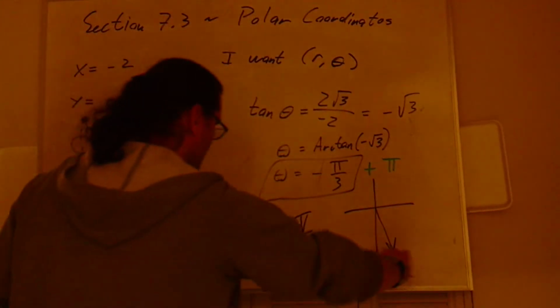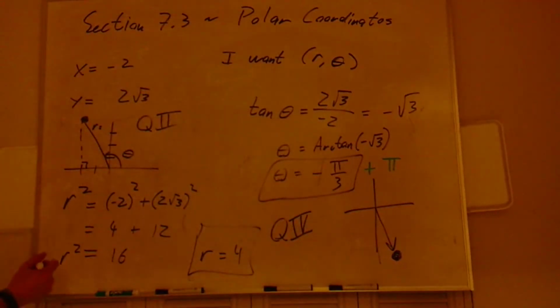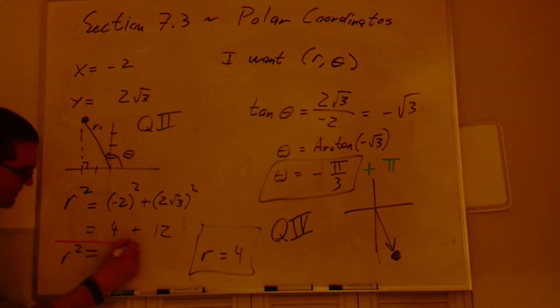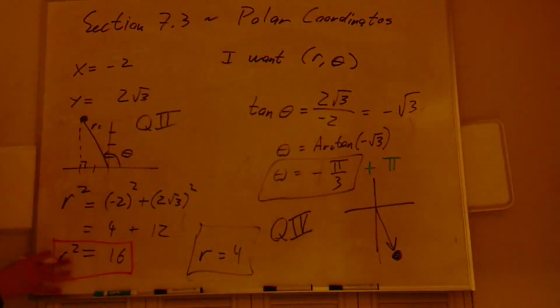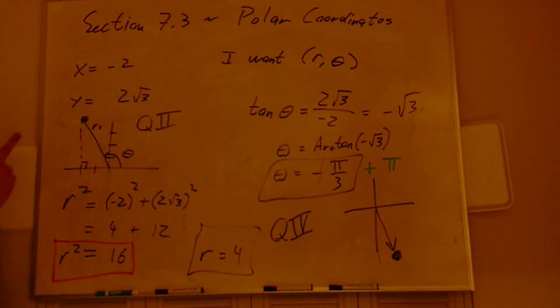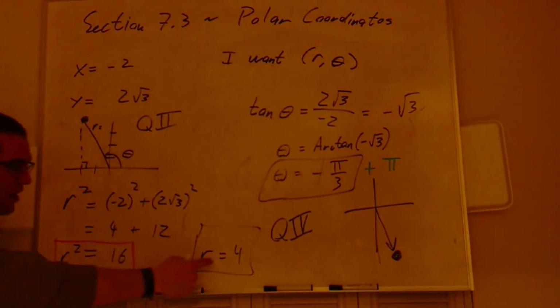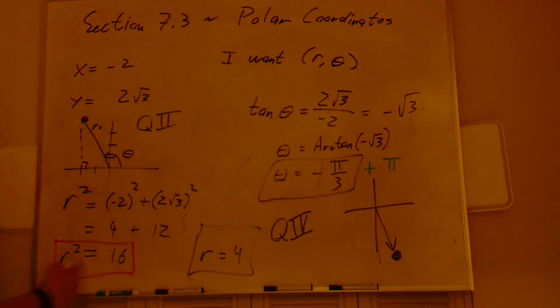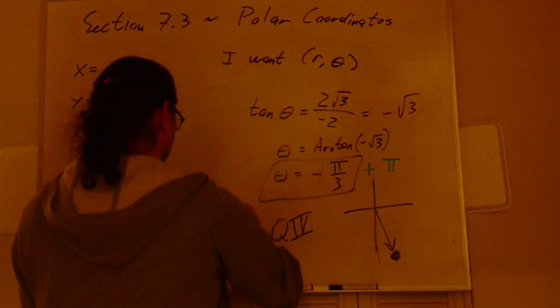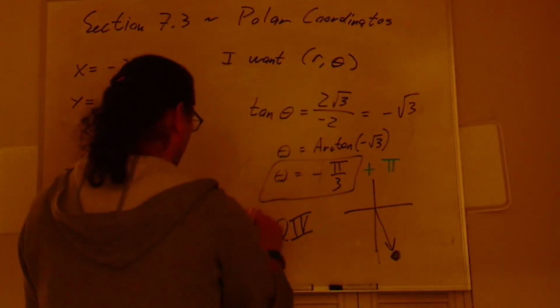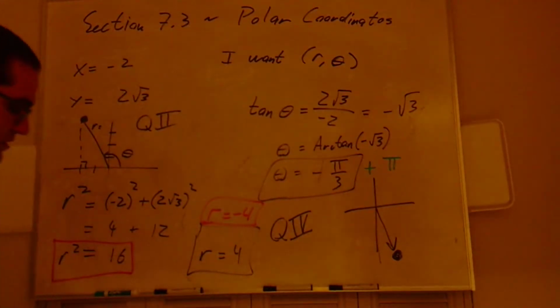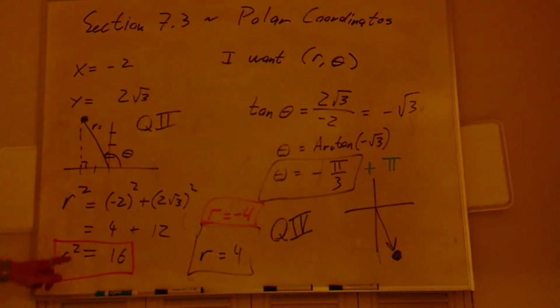The other way to do this is, we've talked a lot about how this, as an equation, has 2 solutions. R equals 4 is the principal square root for this. R equals negative 4 is another solution to this problem.